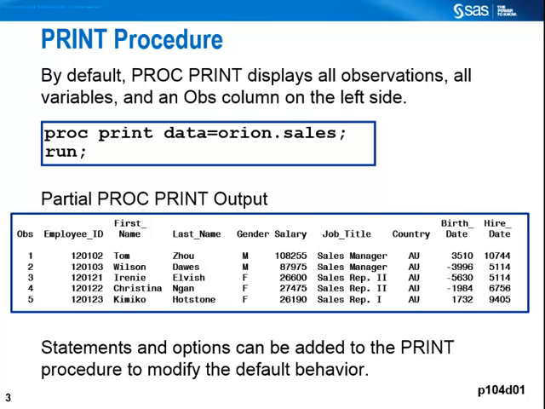First, the print procedure. By default, proc print displays all observations, all variables, and an OBS column on the left side. So the program reads like proc print data equals orient.sales, and then we have the run statement, and that is what our partial proc print would look like. Statements and options can be added to the print procedure to modify the default behavior.